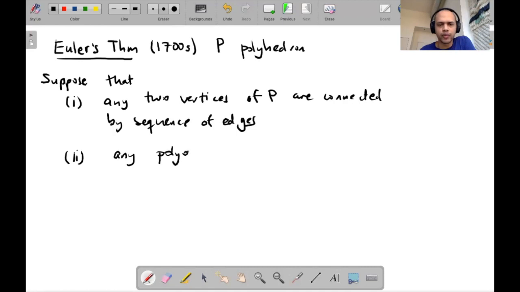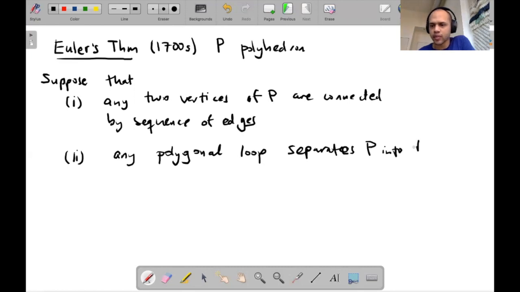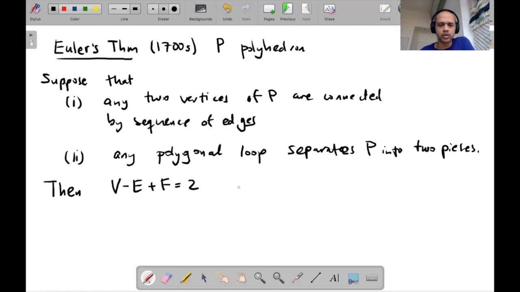polygonal loop separates P into two pieces. And so then the conclusion is, if P has these two properties, then V minus E plus F is 2 for P.